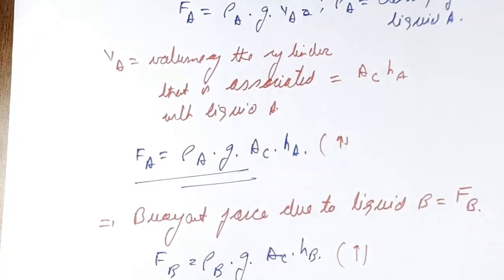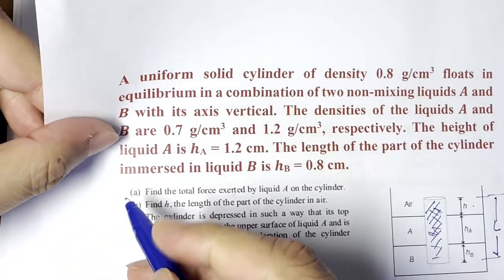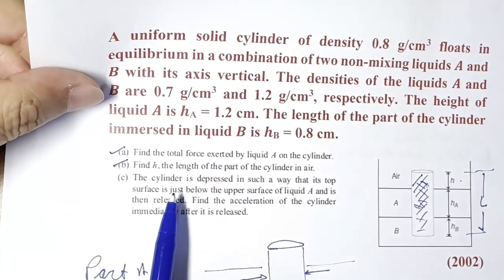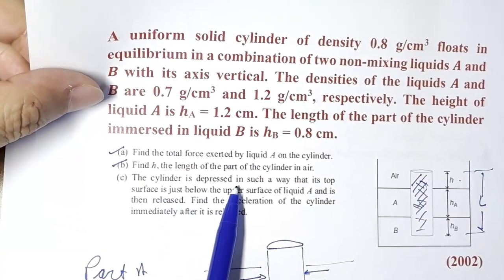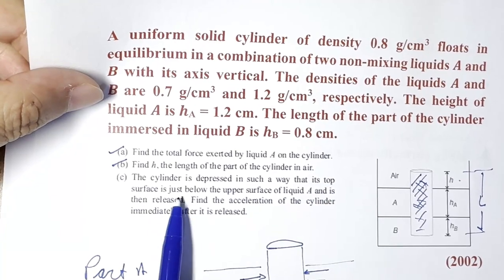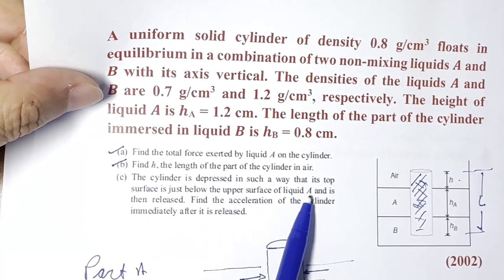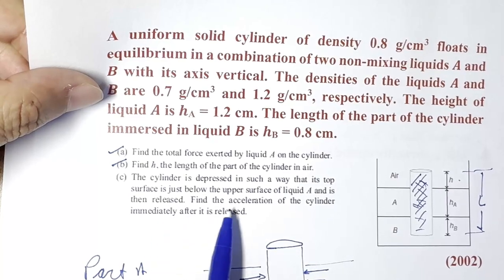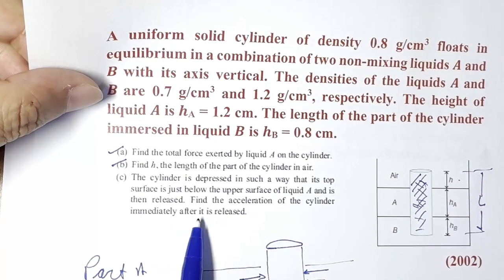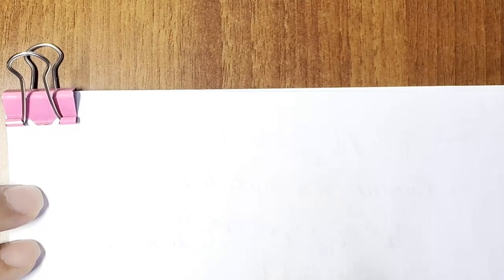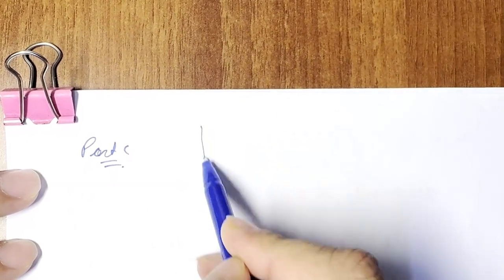Next, we are supposed to find out part C; we solved part A and part B. Part C says that if the cylinder is depressed in such a way that its top surface is just below the upper surface of liquid A and is then released, find the acceleration of the cylinder immediately after release. So we can redraw the figure again for this particular part.